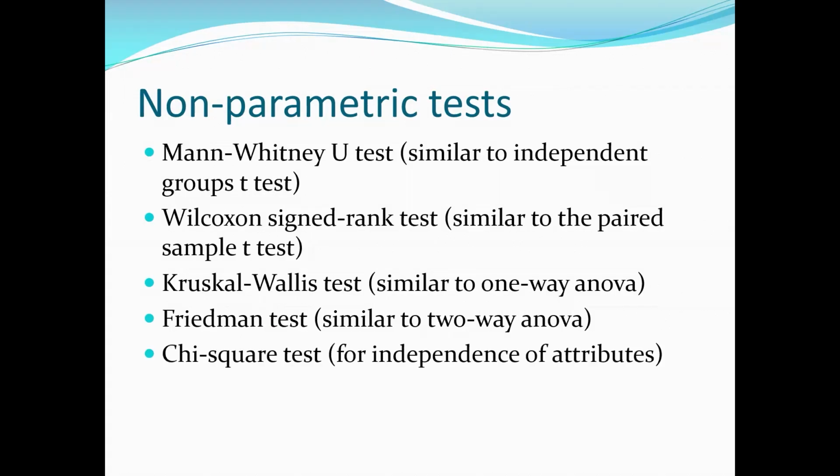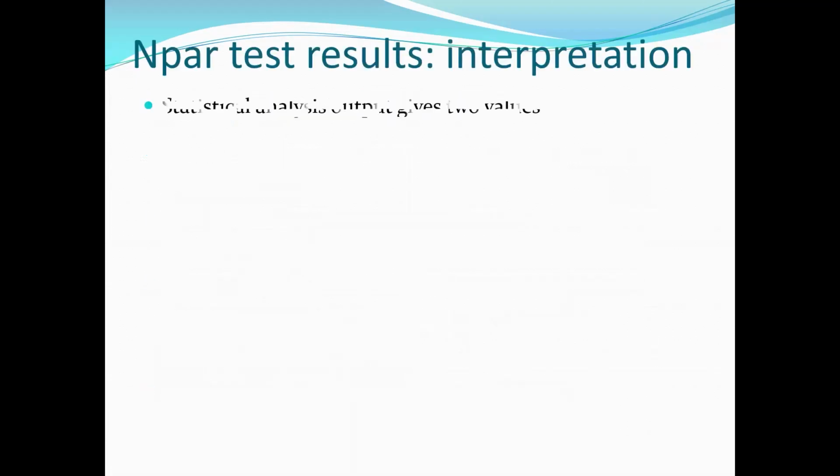Chi-square test is the test for independence of attributes. Instead of correlation and regression, we use the chi-square test for independence. Dependence or relationship is measured by correlation and regression in parametric tests. The non-parametric alternative is the chi-square test. Spearman's rank correlation is also used instead of correlation. Pearson's correlation is a parametric test. Spearman's rank correlation is a non-parametric test.